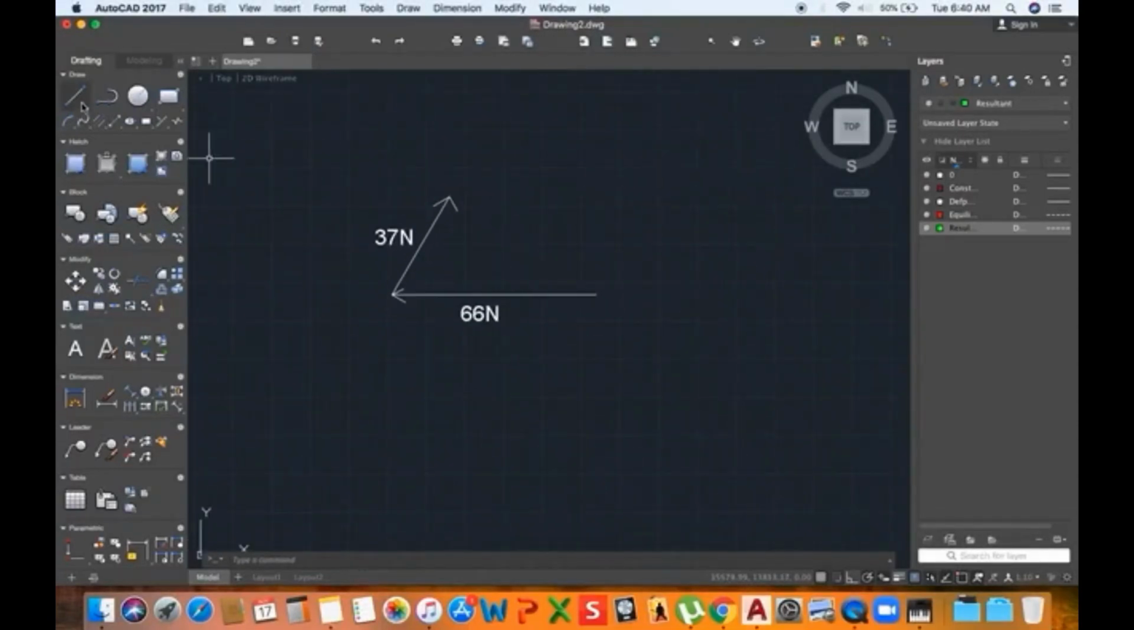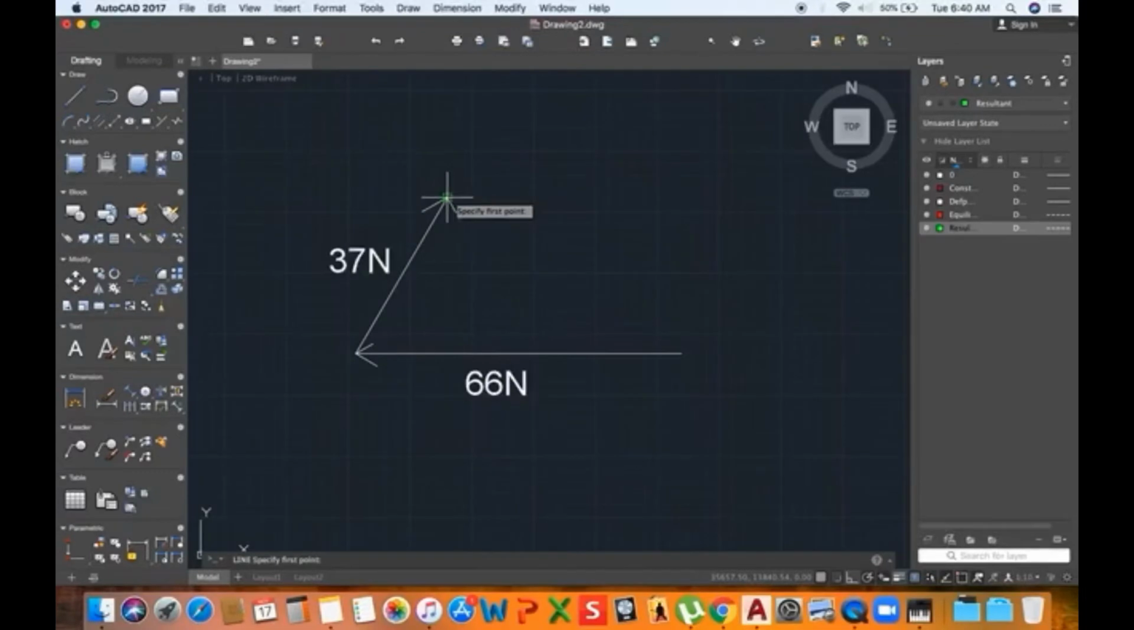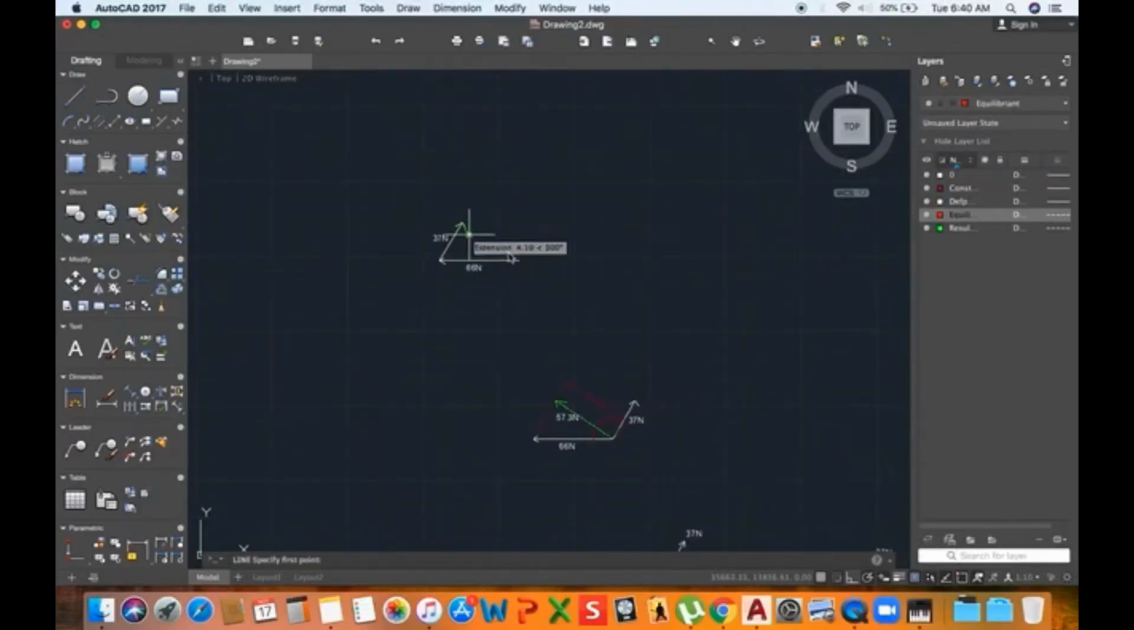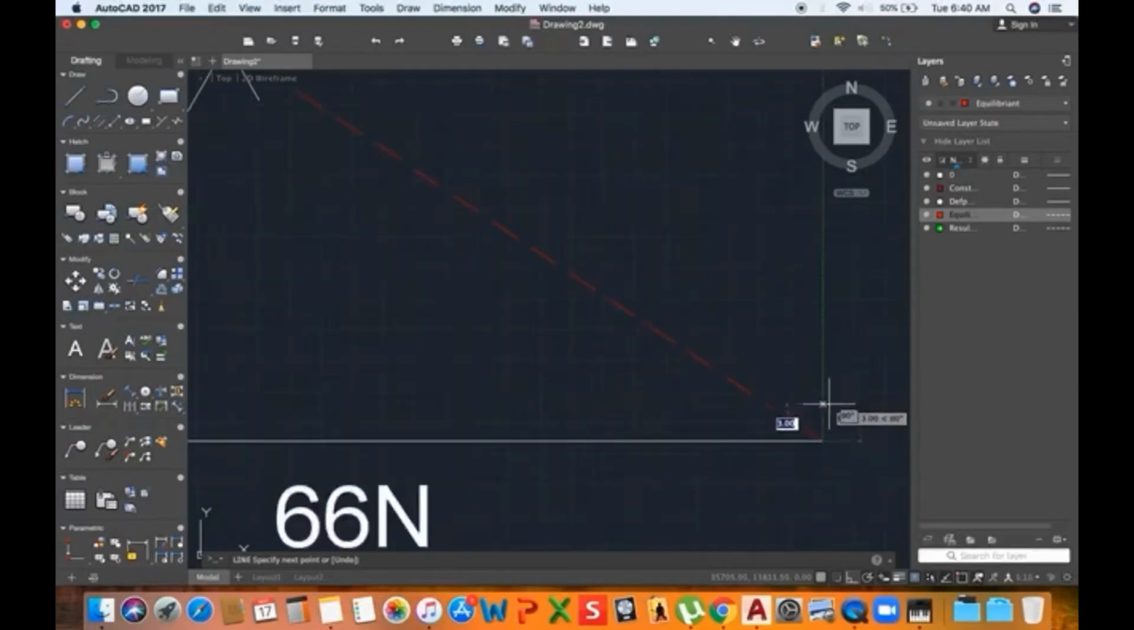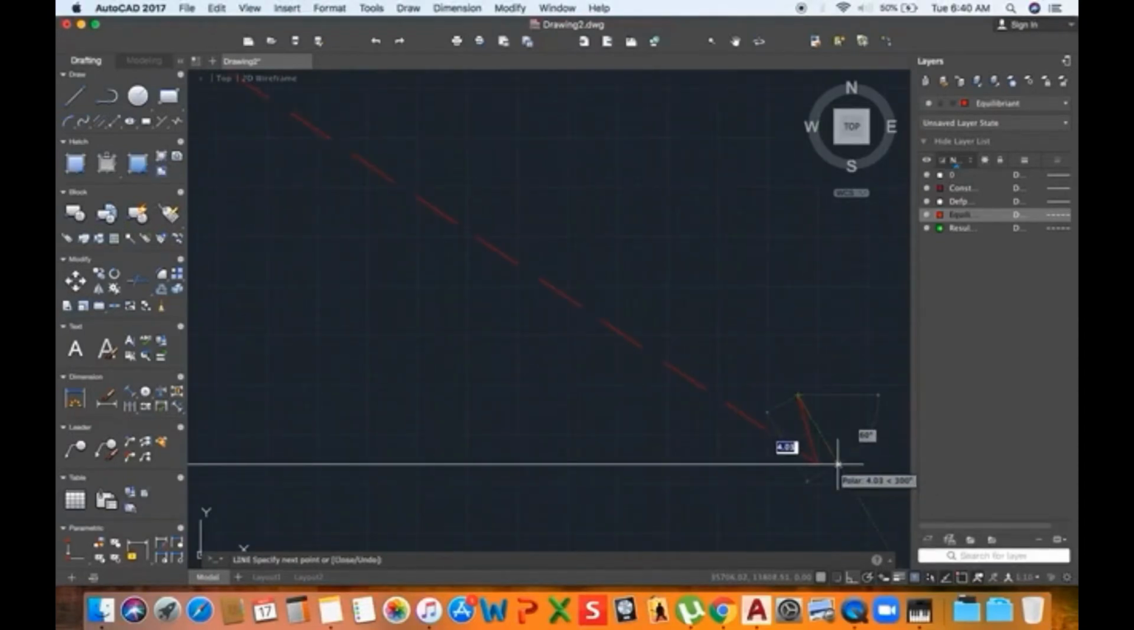Now, you have to use a third vector to create a triangle. So I'm going to draw a third line, and this line will be the equilibriant line. So let me select a different layer. So I'll put it here at the ending of the second vector. And this is my third vector, which is my equilibriant vector.